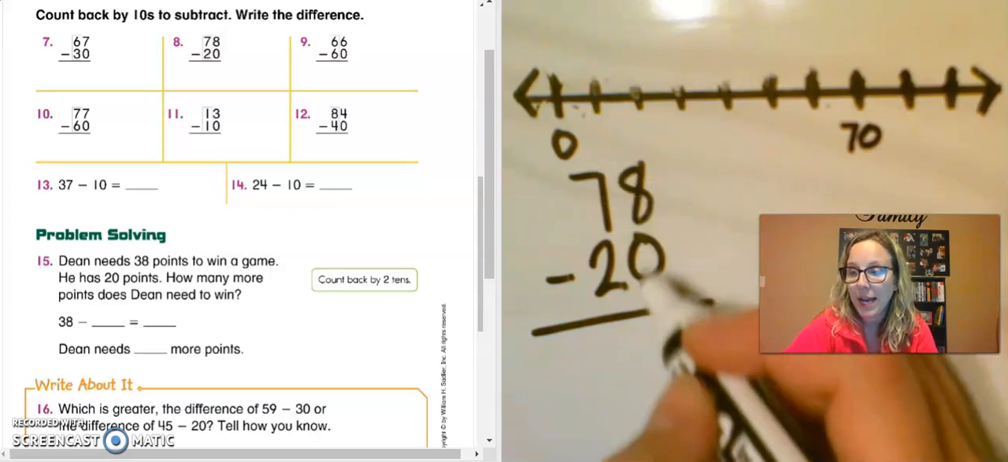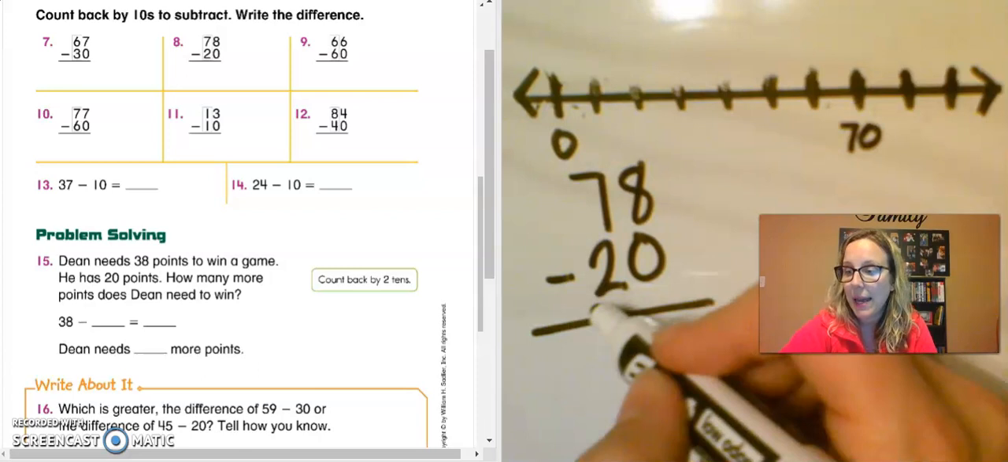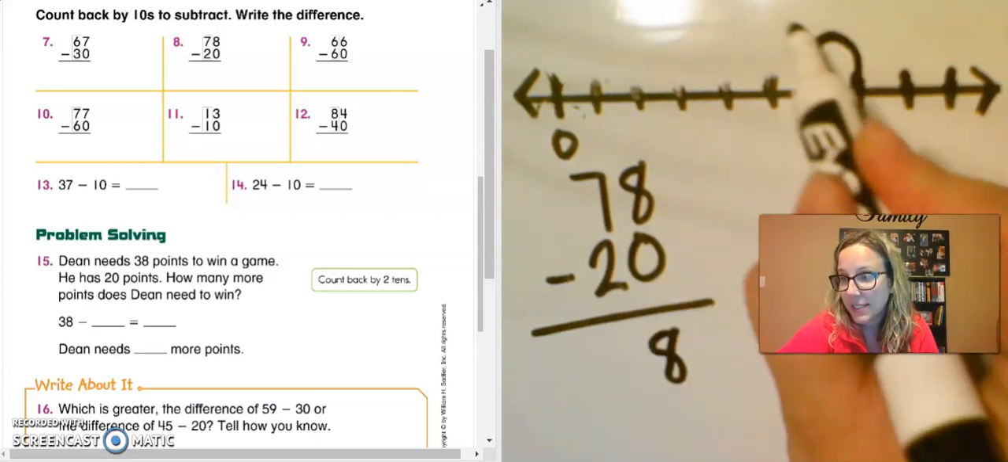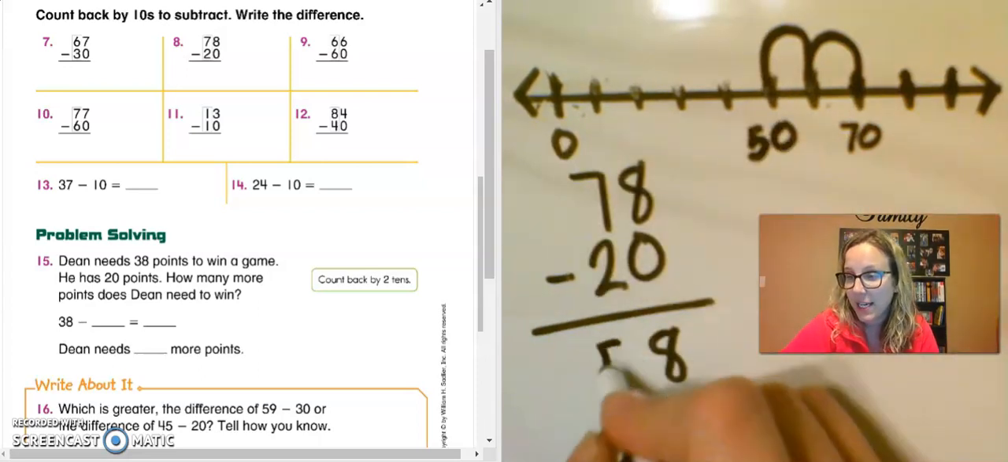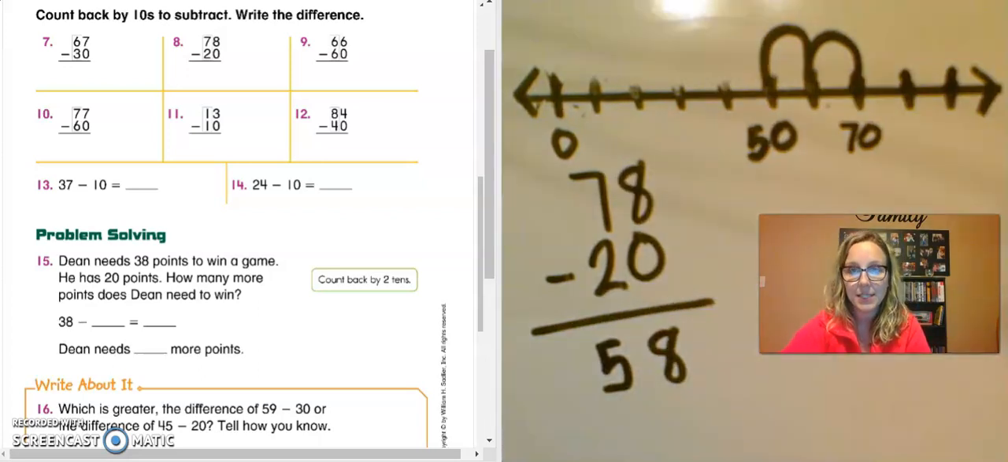Now I know I'm not taking away any ones, so I can bring down my 8. And now I can count back 2 tens. So I go 70, 60, 50. So now I know 5 tens and 8 ones. 78 take away 20 equals 58.